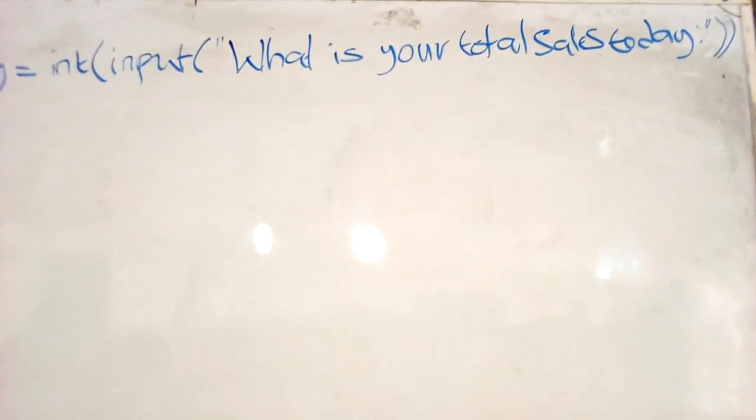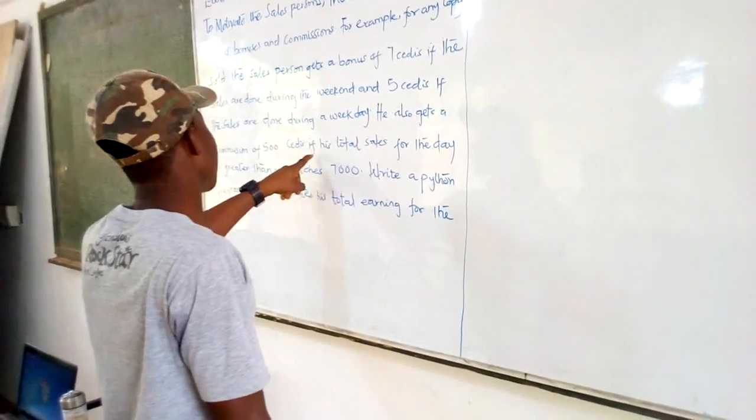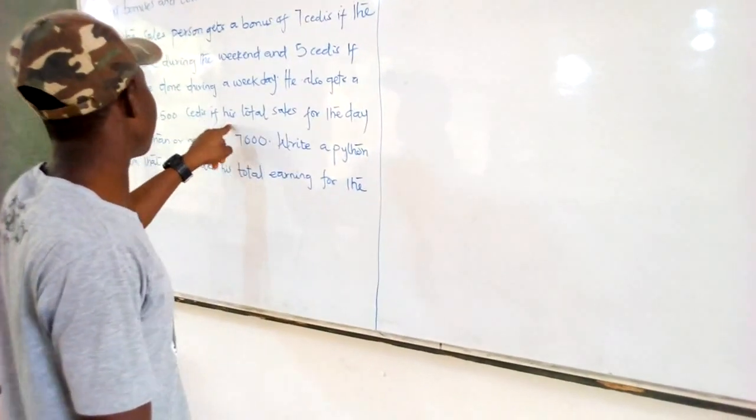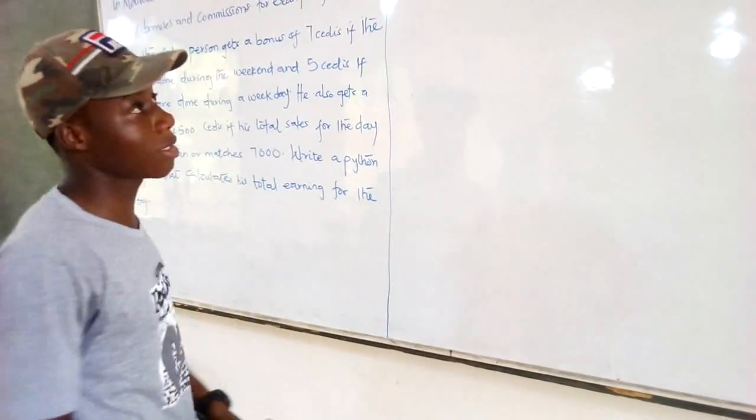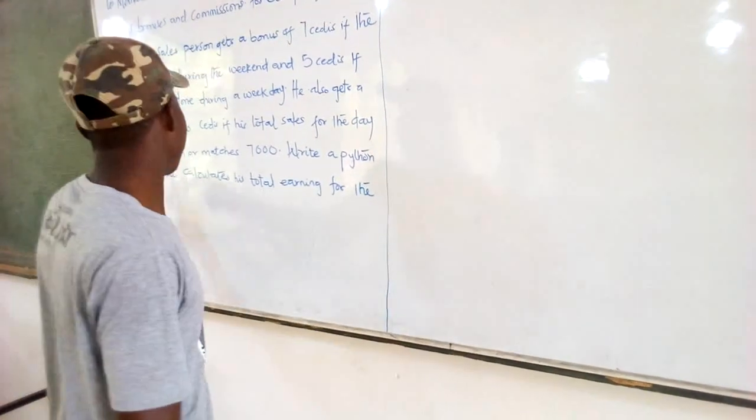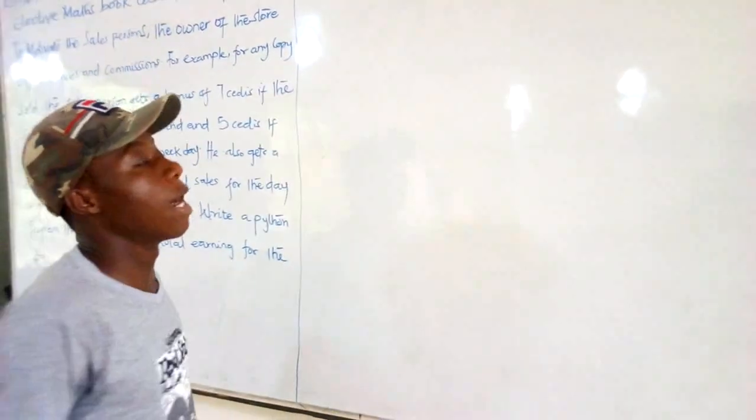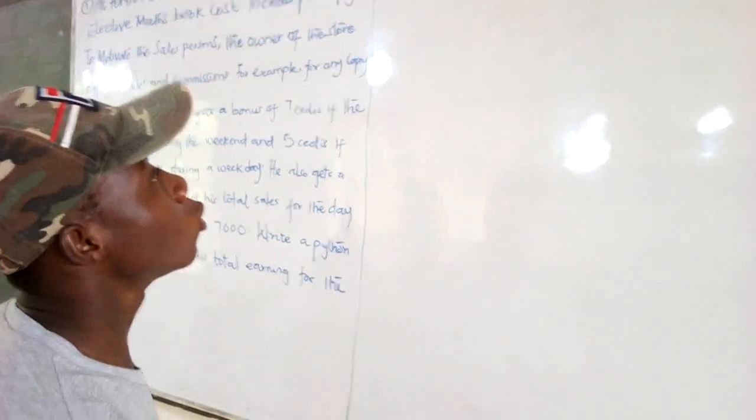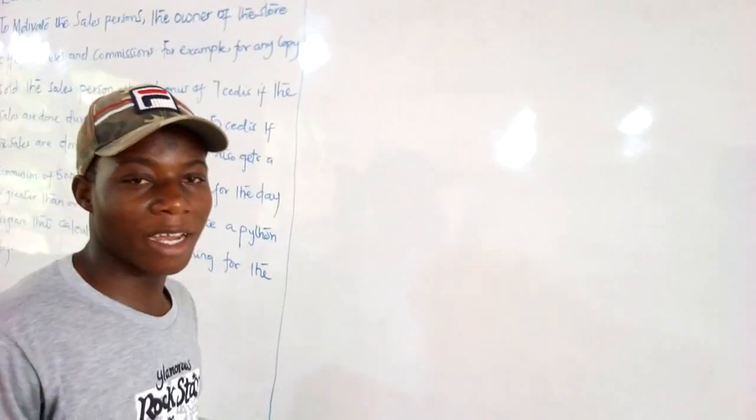After asking the user to input the quantity sold for the day, the question says he also gets the commission of 500 CDs if his total sales for the day is greater than or matches 7,000. This "matches" is just there to confuse. That's greater than or equal to 7,000. So here you define an if statement.